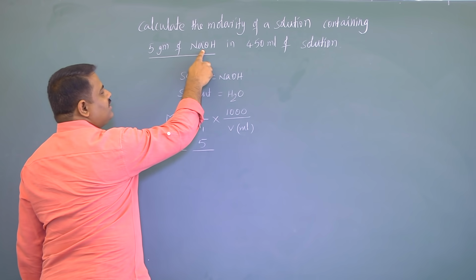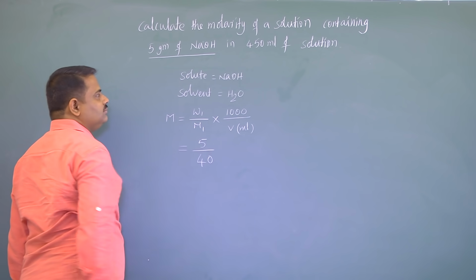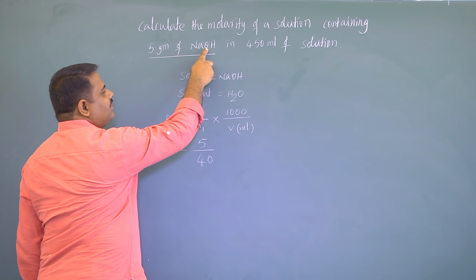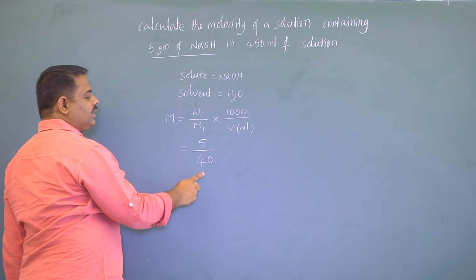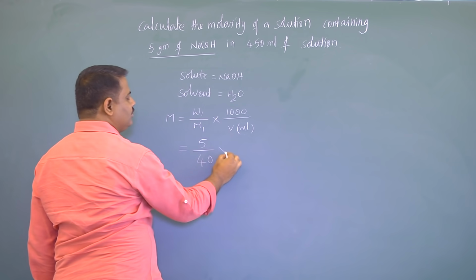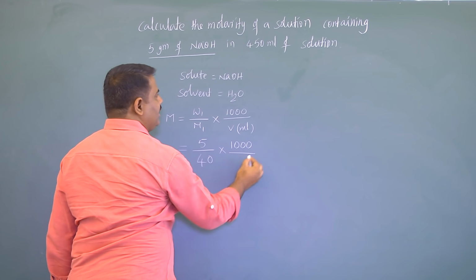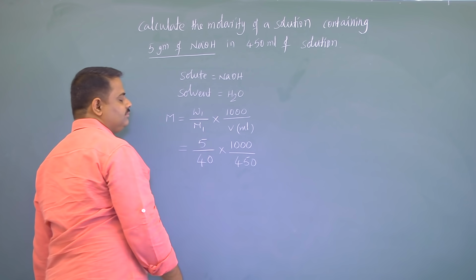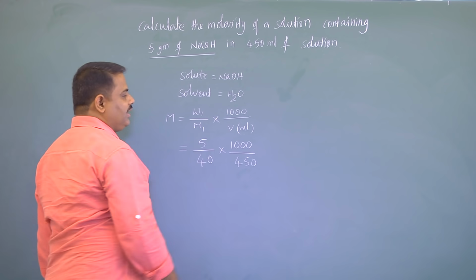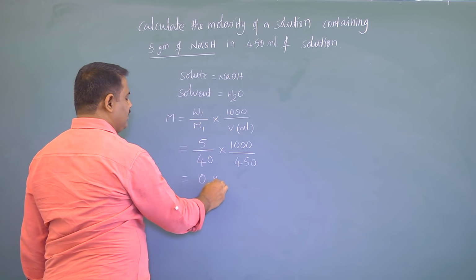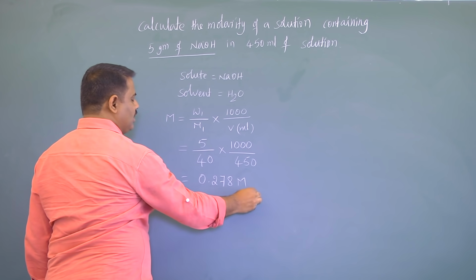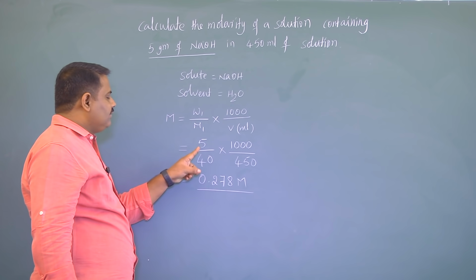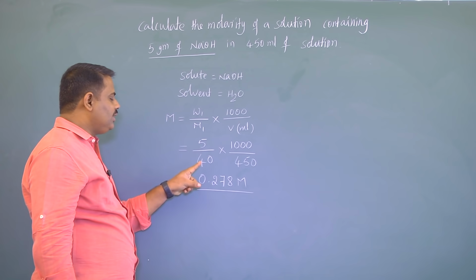Molecular weight of sodium hydroxide is 40. We have to know that the atomic weight of sodium is 23, oxygen is 16 and hydrogen is 1, total together 40, into 1000 divided by volume of the solution, which is 450 milliliters. By calculating this, finally you are getting 0.278 molar solution.